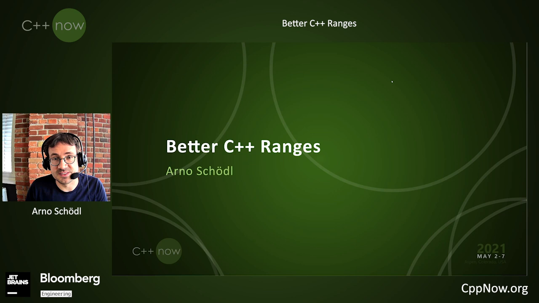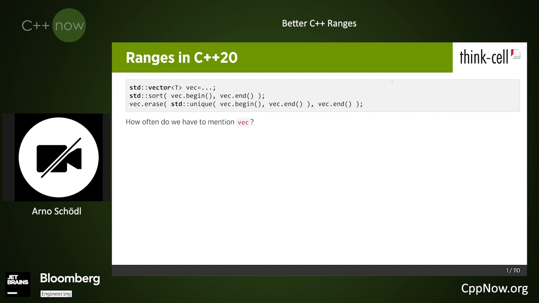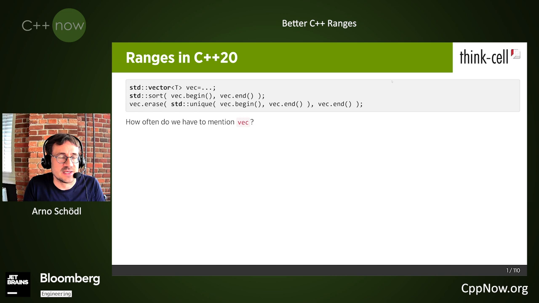So first of all, let's talk a little bit about why we actually have ranges. In the beginning, prior to C++20, we did things with iterators. And this is quite typical iterator code that you see here. So let's say you have a container, and you want to sort this container, and you have to plug in the begin and end iterator for the sorting. And then when you want to remove duplicate elements, you call vector erase, again with std unique, begin and end iterator. It will compact that vector and output yet another iterator. And then you have to erase everything that you don't want by again plugging in the vector end to the erase. So you have to mention vec and begin and end many, many times.